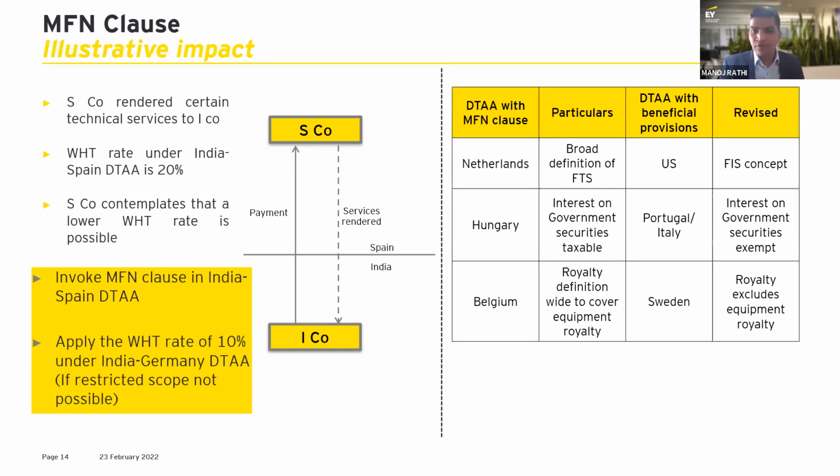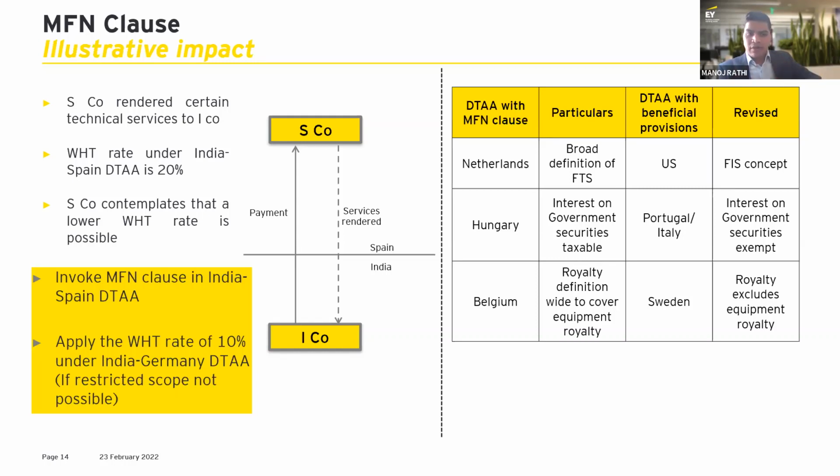And the view of the matter then possibly could be, in the absence of a specific article on fees for technical services, you go back to Article 7, which is business profits, and unless the foreign enterprise has a PE in India, you don't consider that transaction to be taxable. But again, the point of the matter is, when you look at MFN, you have two dimensions to look at. One is restricted scope, from India-US or India-Portugal. You apply the parameters, draw the cutoff, and see what you can do.